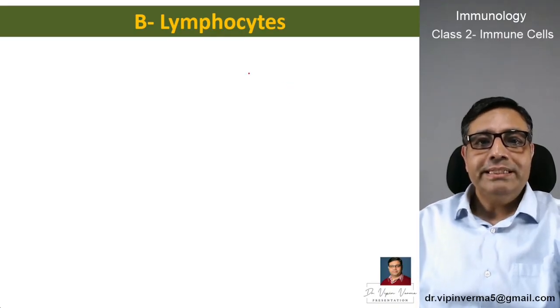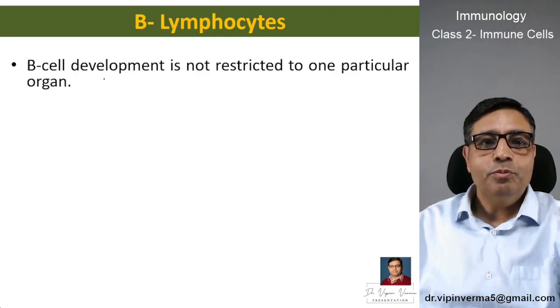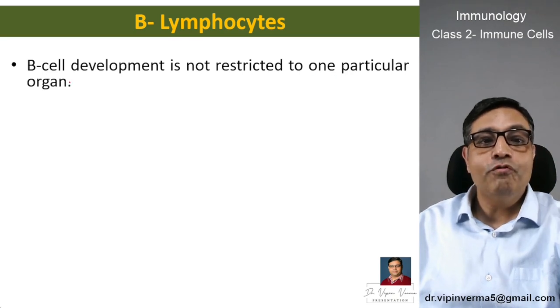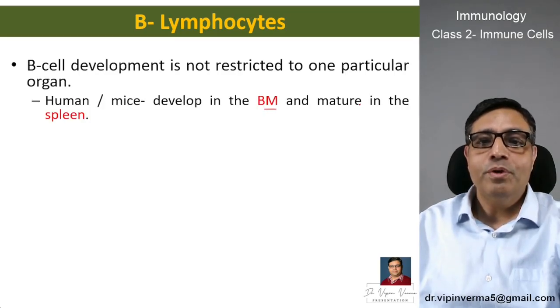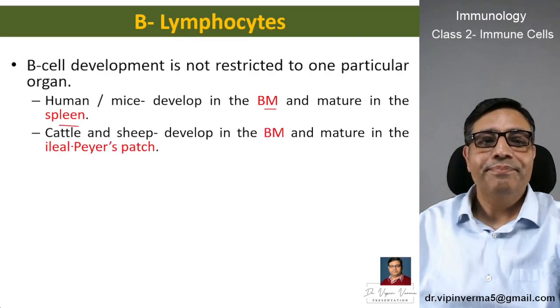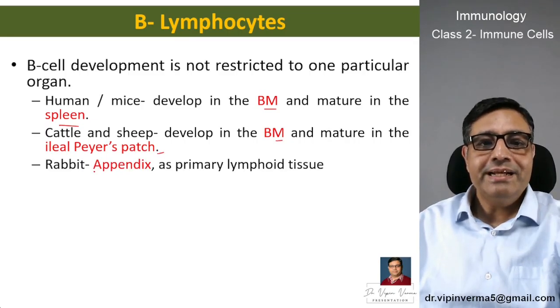So now just see what B lymphocytes are. B lymphocyte development is not restricted to one particular organ. In human and mice, they develop in the bone marrow and mature in the spleen. In cattle and sheep, they develop in the bone marrow and mature in the ileal Peyer's patch. In rabbit, the appendix is the primary lymphoid tissue for their development.